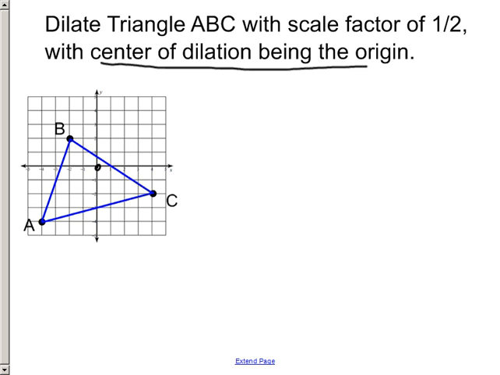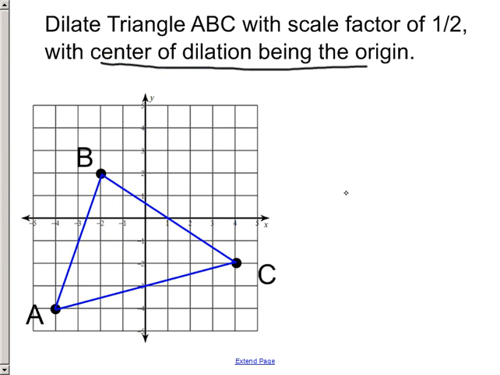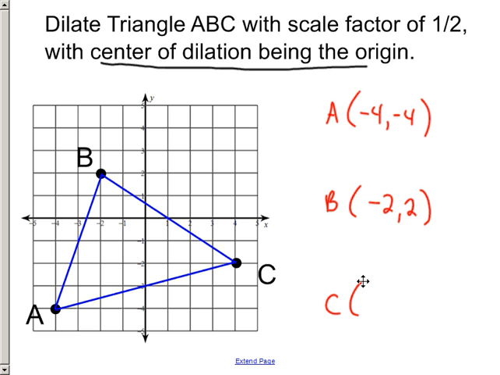And again, we're talking about a dilation where the center of dilation is the origin. That means it's right here at 0, 0. So let's go ahead and make this one a little bit bigger. Let's get our coordinates for A, B, and C, and then we'll just multiply it by our scale factor. This will be the last one we do. So A, originally, we see is at -4, -4. B, we see is at -2, 2. And C is all the way out here at 4, -2.